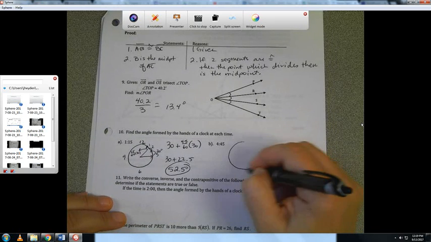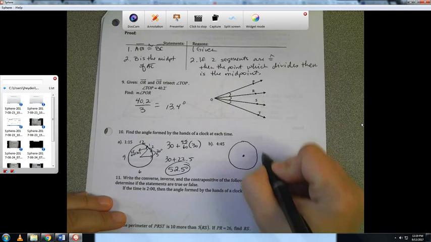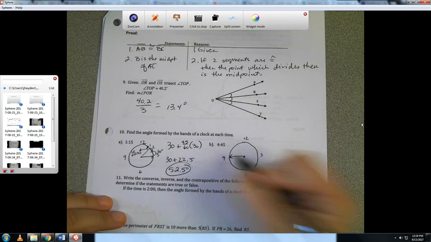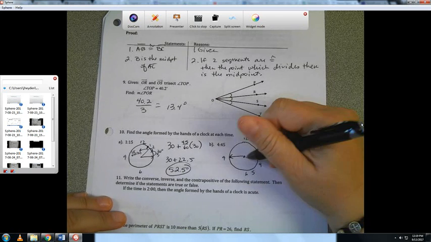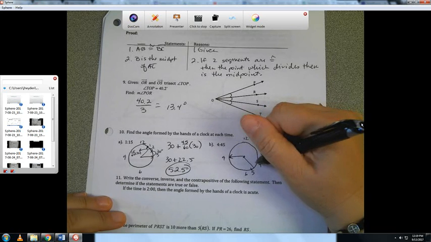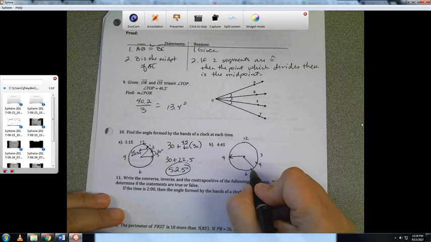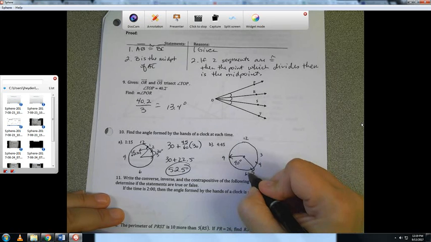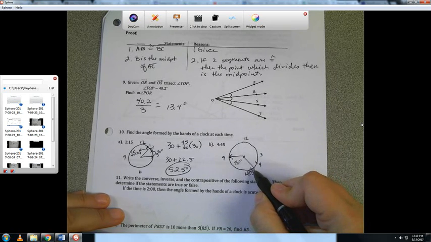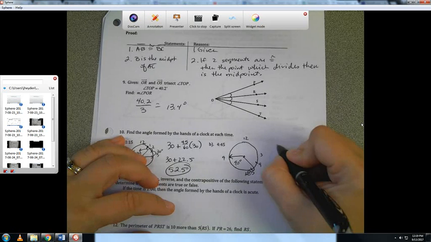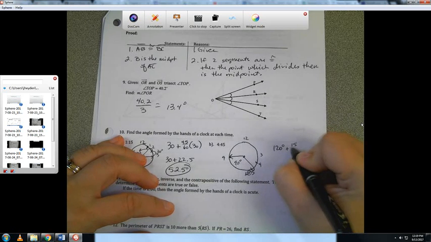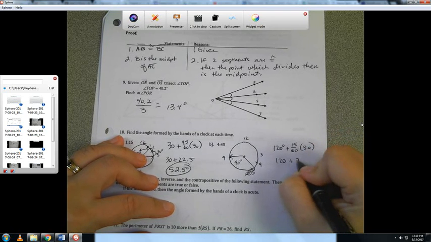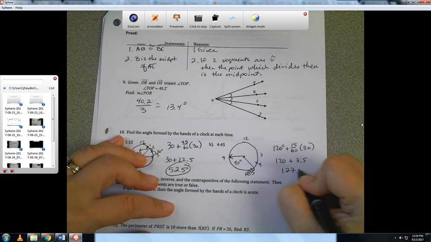4:45. 12, 3, 6, 9. Alright. Minute hand is going to be here. Here's the 4. Here's the 5. The hour hand is closer to the 5 than it is to the 4. So again, I want the small part here. So this is 30, 60, 90 degrees in here. This is 30 degrees in here. And this again is going to be 15/60ths. So we have 120 degrees plus 15/60ths of 30. So it's 120 plus 7.5, which is 127.5.